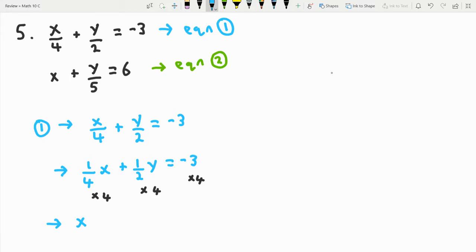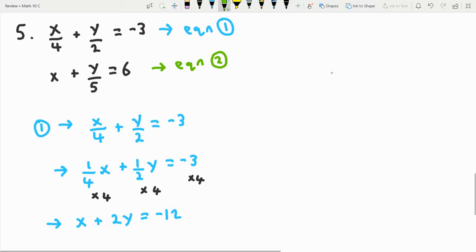And now let's look at y. For y, I have 4 on the top now because I'm multiplying 1 over 2 by 4. So I have 4 over 2. So that should give me 2. So now I have 2y. And now I have negative 3 times 4. Well, negative 3 times 4 should just give me negative 12. Okay, so now I have x plus 2y equals negative 12. And that's my new equation for equation 1.